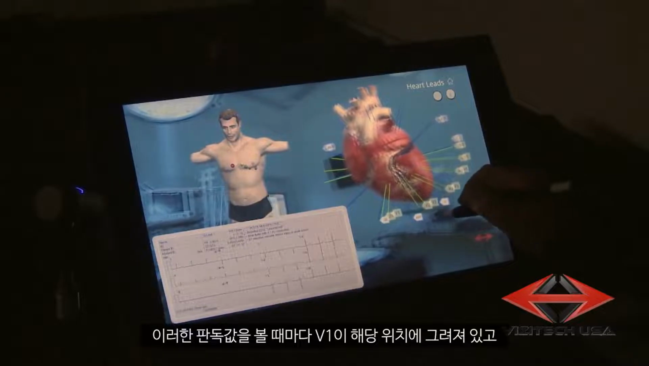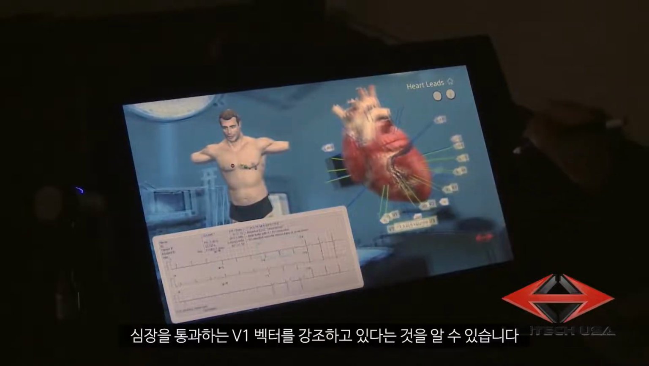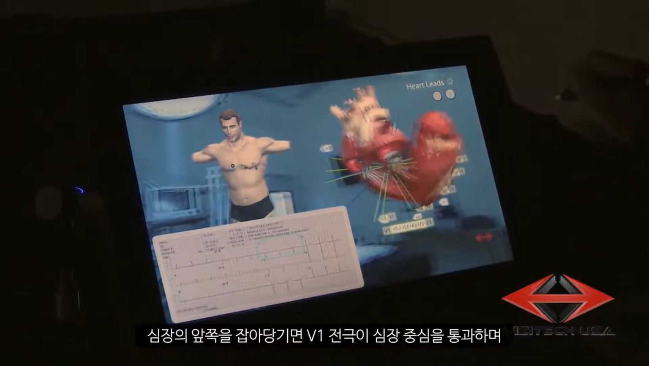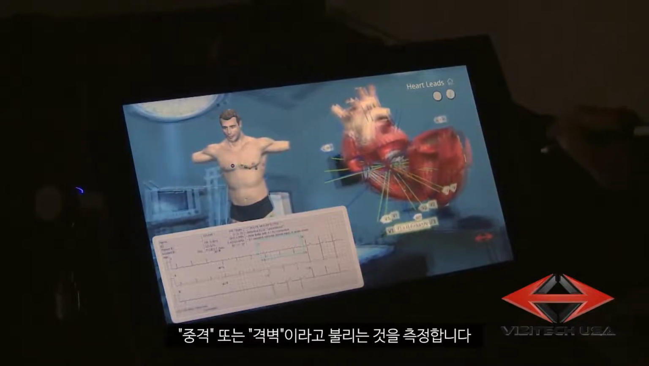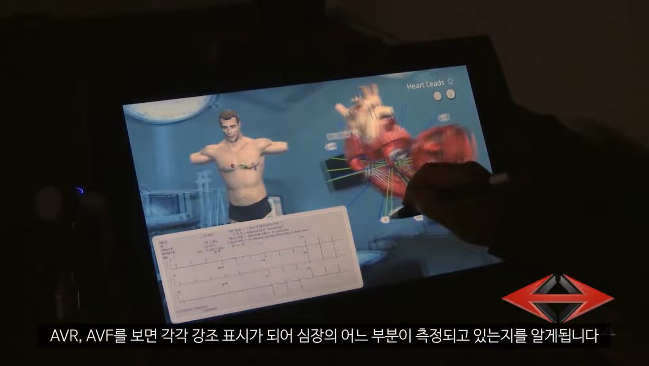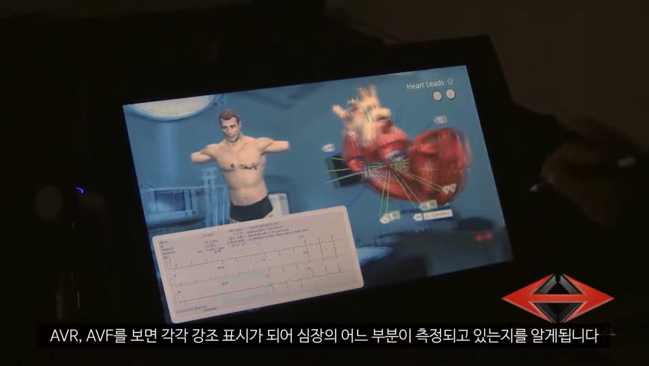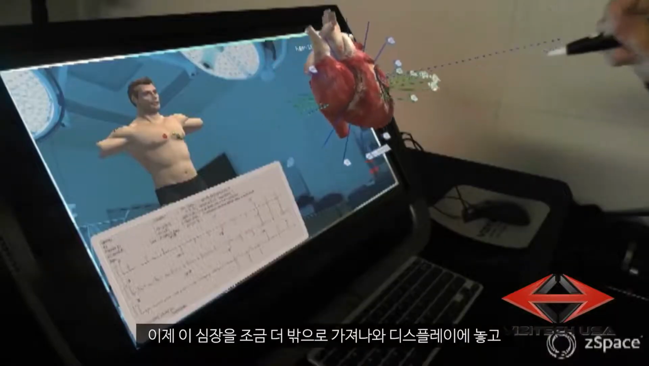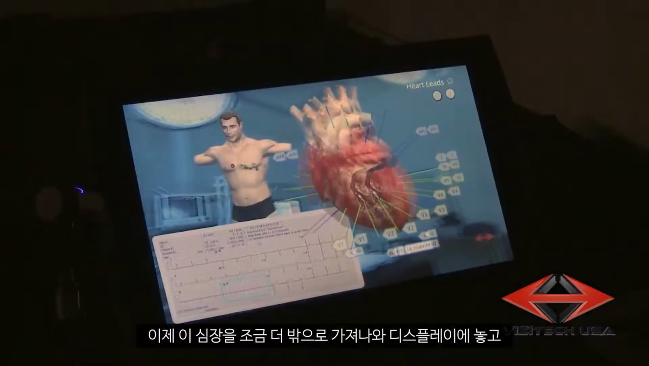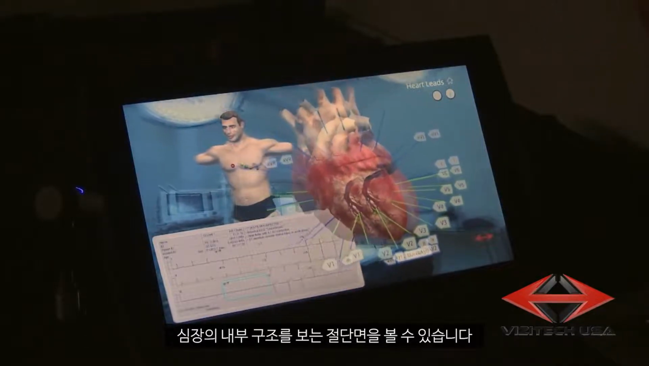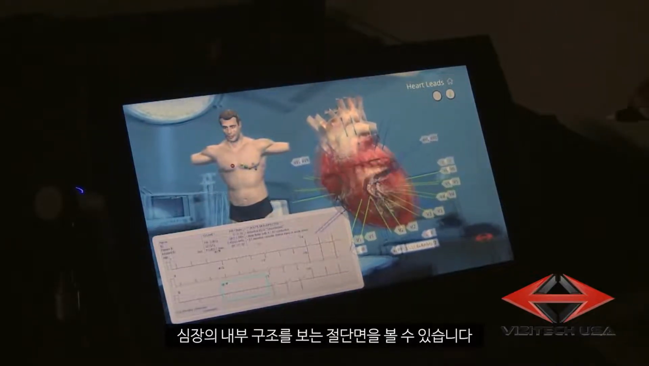Whenever we look at these readouts, we can see that V1 is portrayed there, and it highlights the V1 vector going through the heart. Now, if we pull the front of the heart away, we can see that the V1 electrode is going through the center of the heart, and it's measuring what's called the septum, or the septal wall. V2 is in a similar region. Look at AVR, AVF. Each one of them are highlighted to show you what region of the heart is being measured. Now you can bring this heart a little further out, and by leaning into the display itself, you're able to see a clipping plane that looks at the interior structure of the heart where each one of these exists.